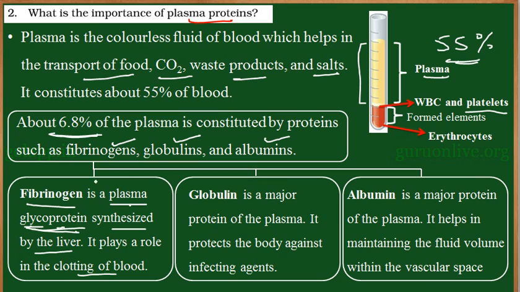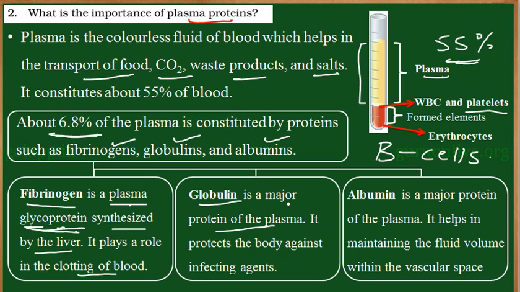The next type of protein is globulins. Globulin is the major protein of the plasma when compared to fibrinogen and albumin. These proteins are nothing but antibodies, secreted by the B lymphocytes. Among WBCs, B lymphocytes, or B cells, produce antibodies. These antibodies are called globulins.